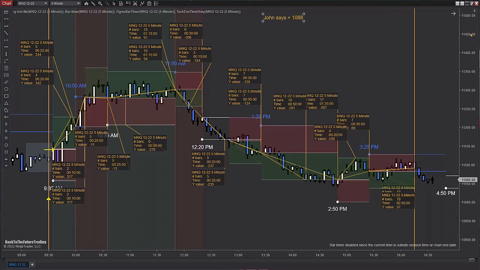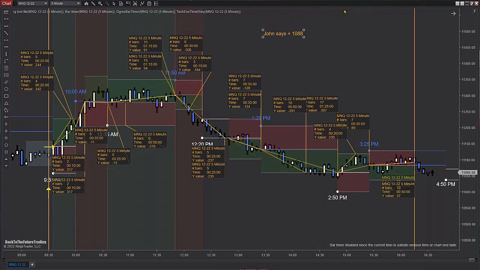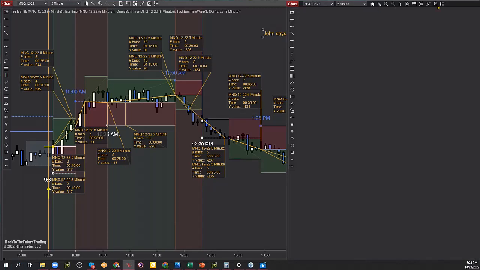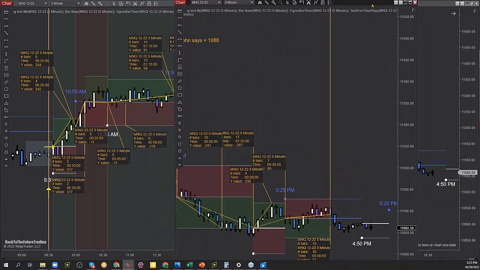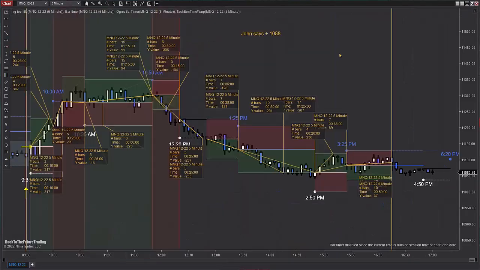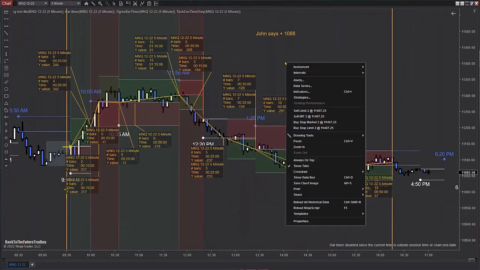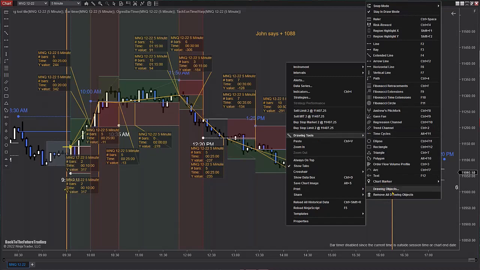Okay, so let's duplicate this chart and do it again real quick with the reverse polarity and see what happens. I'm actually excited because I have no clue which one's going to be better. So we're going to clear all the drawing tools. I hope this is helpful for everybody.